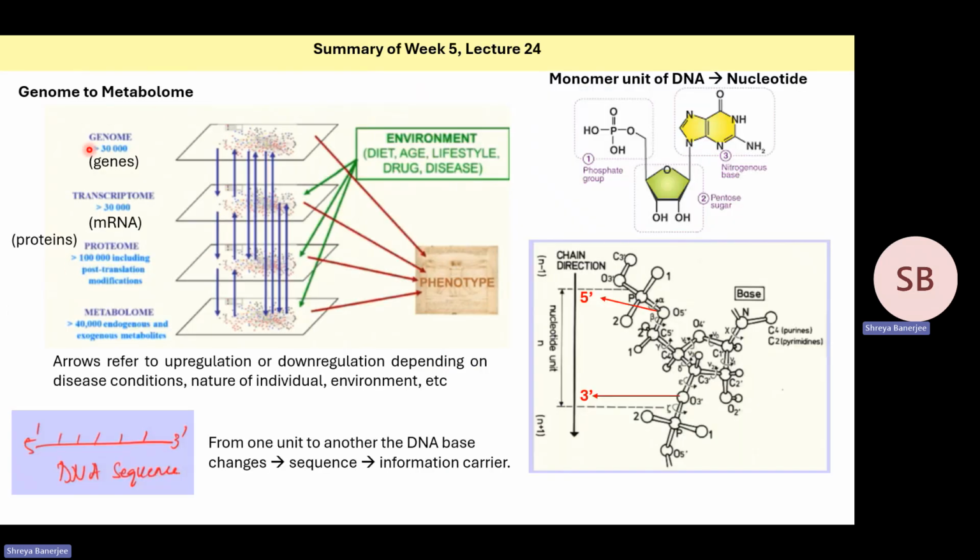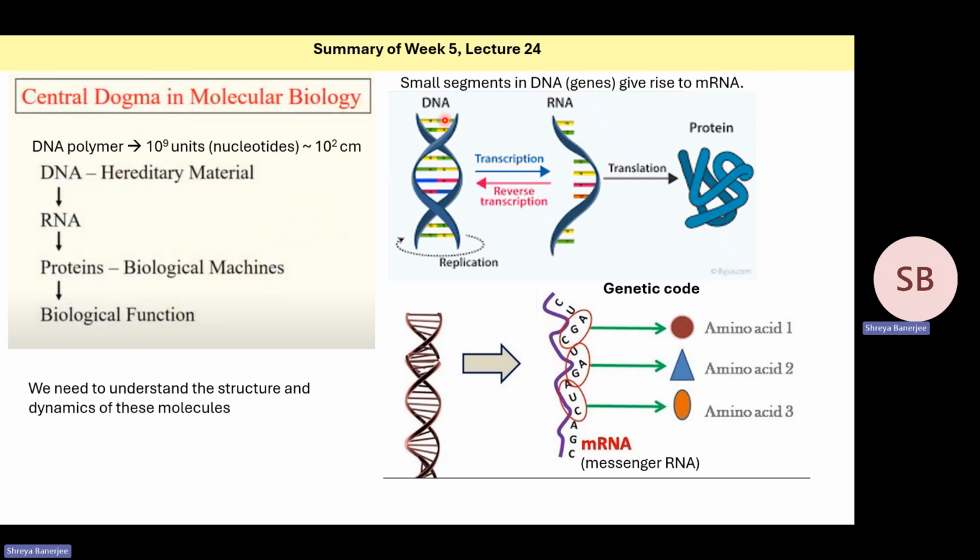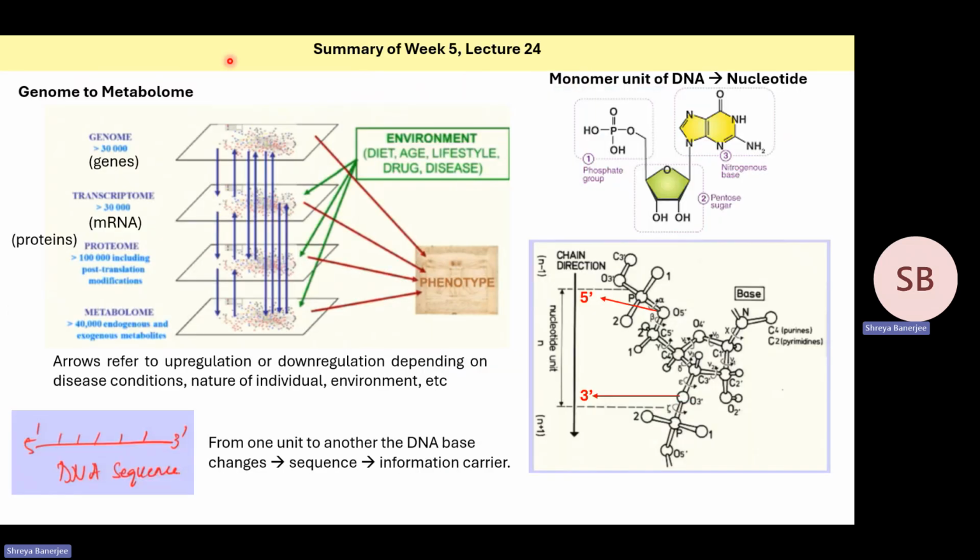So suppose in DNA, you have more than 30,000 genes. So what is a gene? A gene is basically that portion of a DNA that is coding for a specific protein. Not all portions of DNA code for proteins. Some portions of DNA are inactive. Some may be responsible for some other function. But there are small segments in DNA which give rise to a particular mRNA. And that is the portion we are calling genes. Now there can be more than 30,000 genes, and this we are calling the genome.